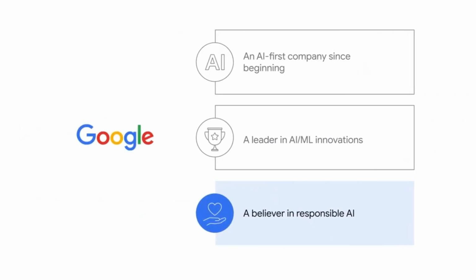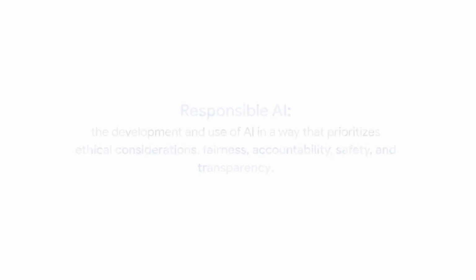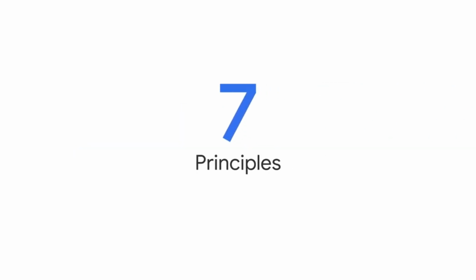AI comes with its own set of unique challenges. Google integrates responsible AI into its AI principles. Responsible AI refers to the development and use of artificial intelligence systems in a way that prioritizes ethical considerations, fairness, accountability, safety, and transparency. In June 2018, Google announced 7 AI principles to guide its work. These are concrete standards that actively govern Google's research and product development and directly impact Google's business decisions. Here are the 7 principles for responsible AI.